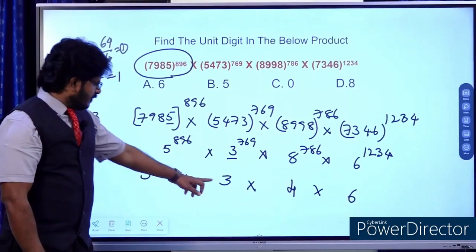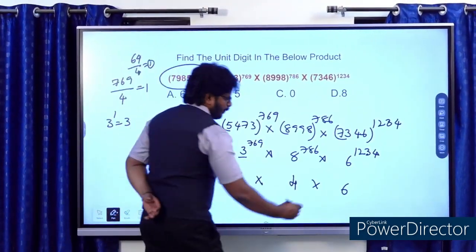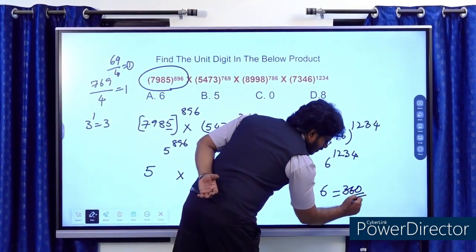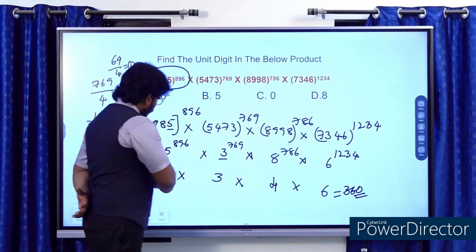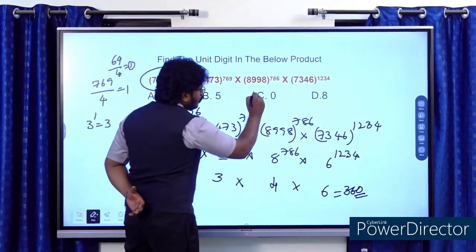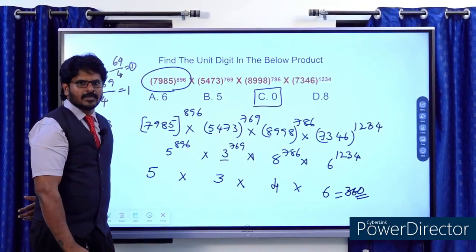సో 5 3s are 15, 15 into 4 is 60, 60 into 6 is 360. సో ఈ యూనిట్స్ ప్లేస్ మల్టిప్లై చేస్తే 360 వచ్చిందమ్మా. యూనిట్స్ ప్లేస్‌లో ఏమొచ్చింది, 0. సో 5 into 3 into 4 into 6, you will get a units place 0. So your answer is C here. Your answer is C. Right, done.